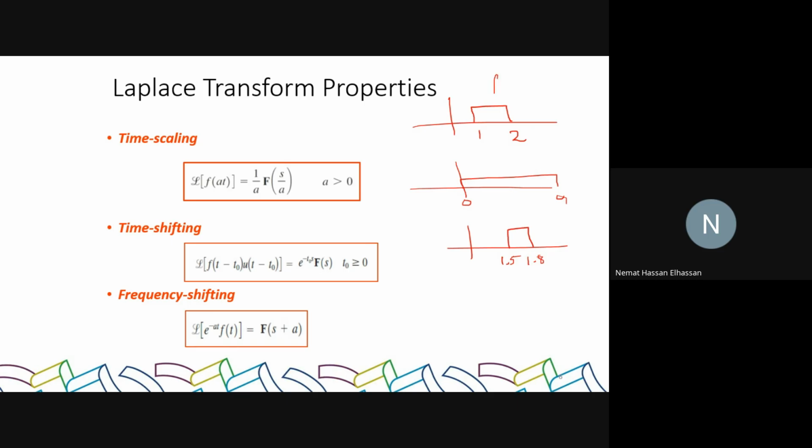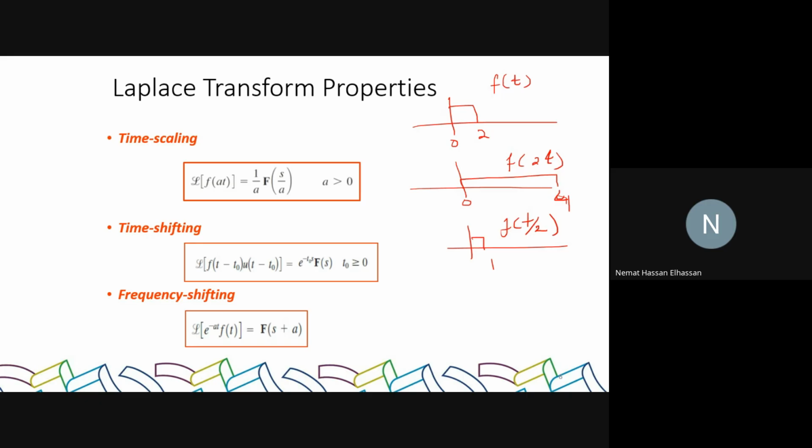So if this is f of, let me use other values just to make it even more clear. Let's say from 0 to 2, from 0 to 4, from 0 to 1. This is f of t, right? This is f of 2t, right? This is f of t over 2, right? So I either shrunk it in time or I expanded it in time. We call this time scaling.